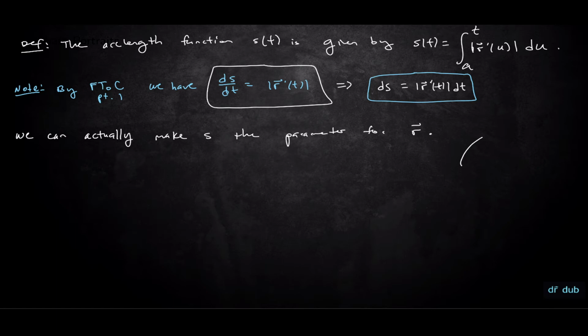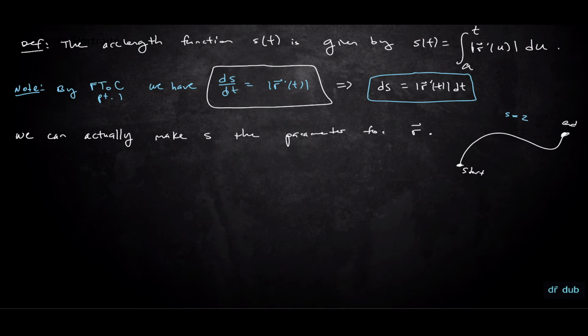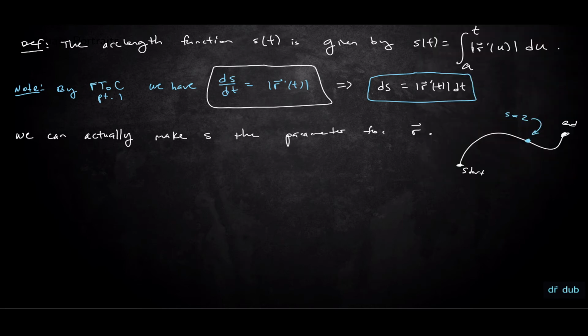So you have some curve, and you know this is your start point and this is your end point, and I tell you s equals, I don't know, 2. s equals 2 tells me I'm right here on the curve. So I can parameterize my curve as a function of the arc length, and we call that reparameterization of a curve with respect to arc length. So this is called reparameterizing a curve with respect to arc length.